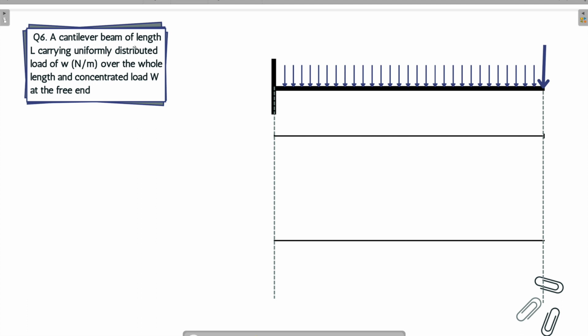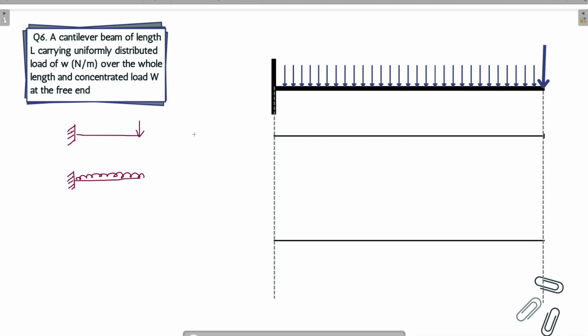Now, a cantilever beam of length L carrying a uniformly distributed load over the whole length of the beam and a concentrated load W at the free end. Now, what we can do is apply the principle of superposition. What is this principle of superposition? The principle of superposition says that we can analyze the beam considering it as two different beams. One beam contains this concentrated load, for which we have already drawn the shear force diagram. And the second beam contains a UDL like this.